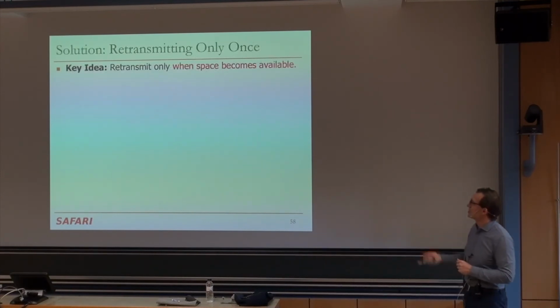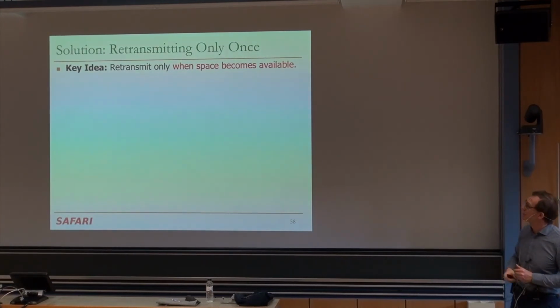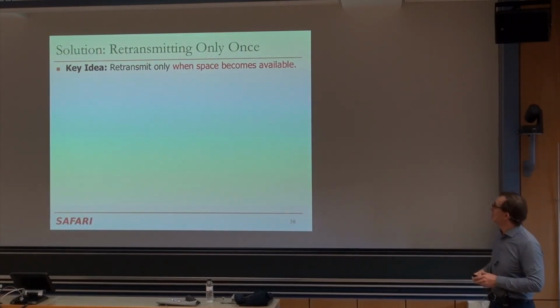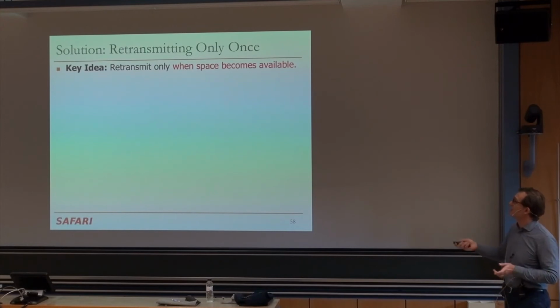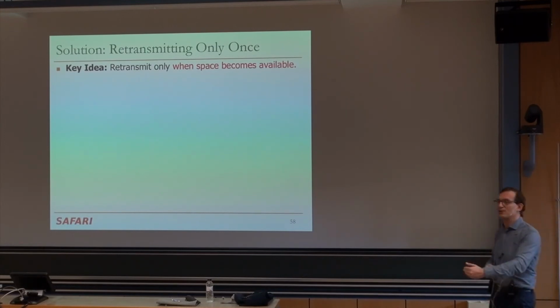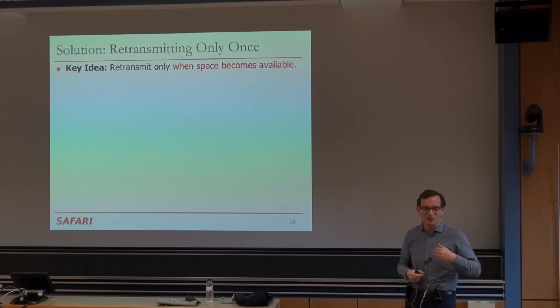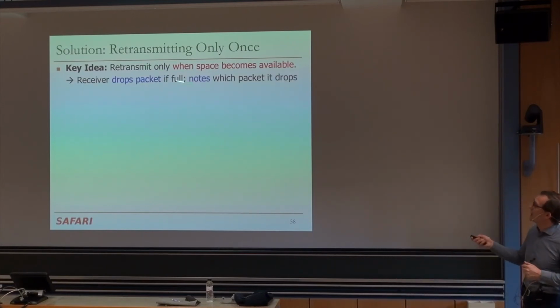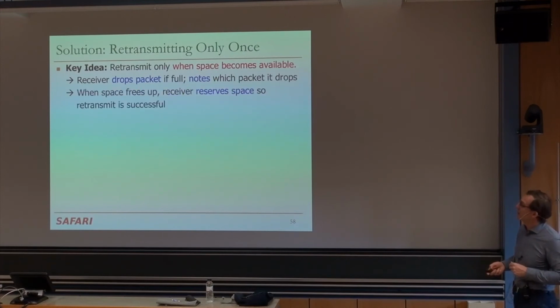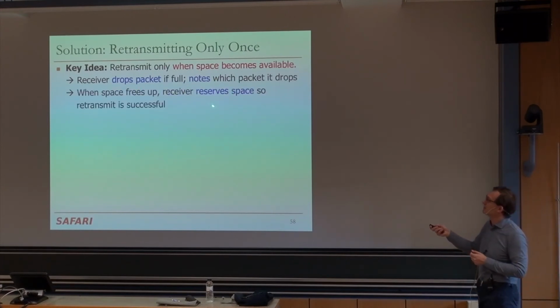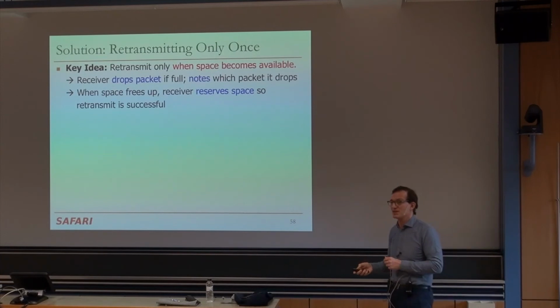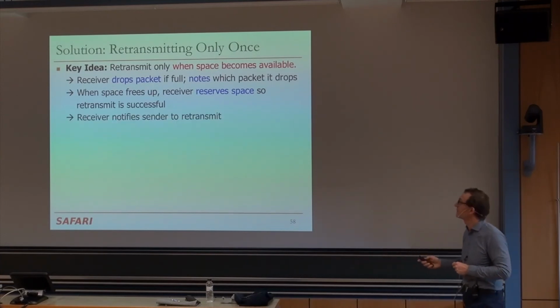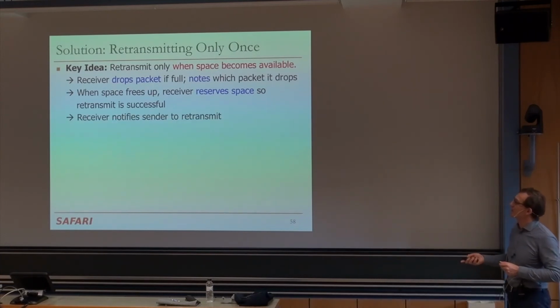So not good. So the idea in this work is to do retransmitting only once. So basically retransmit only when space becomes available. You're optimistic at first, unless you're proven wrong. So the receiver drops the packet if it's full and notes which packet it drops. And when space frees up, the receiver reserves the space so that the retransmit is successful. So you only retransmit once. And then the receiver notifies the sender to retransmit.